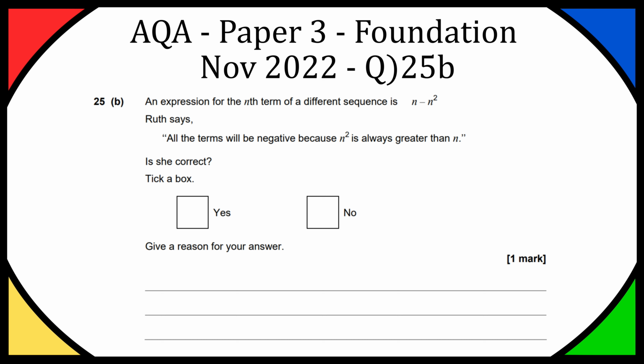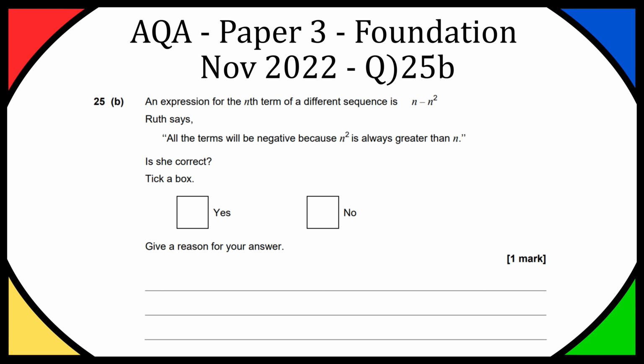So question 25B, an expression for the nth term of a different sequence is n minus n squared. Ruth says all the terms will be negative because n squared is always greater than n. That's not actually true. Is she correct? Tick a box, yes or no. Give a reason for your answer, 1 mark.